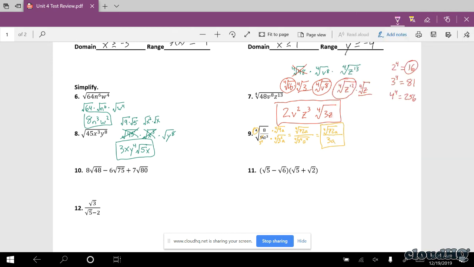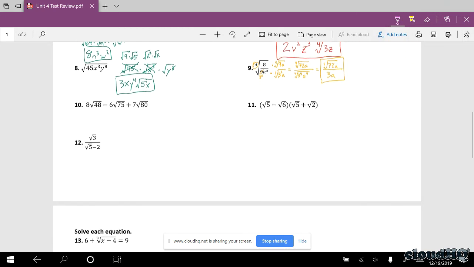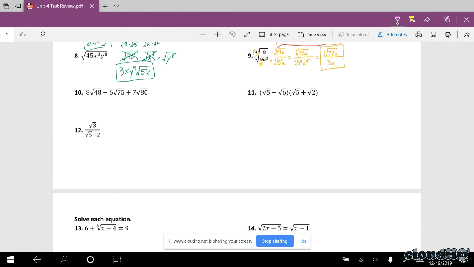Okay. Number 10. It's like really three problems in one. We have 8 square root of 48. We need to simplify that. We have negative 6 square root of 75. We need to simplify that. We have 7 square root of 80. We need to simplify that. Fortunately, there's square roots.